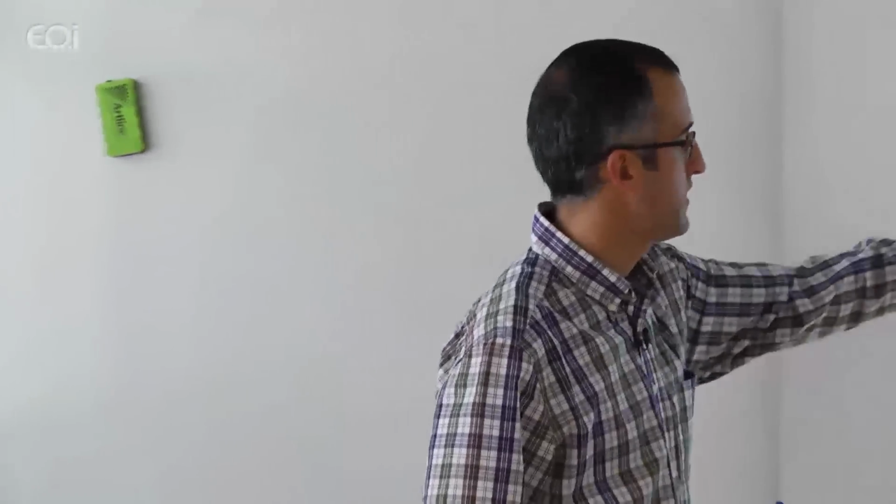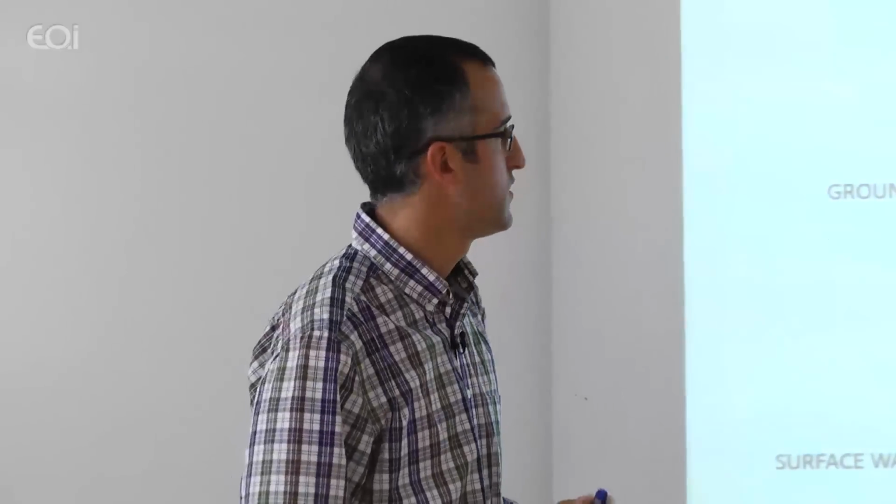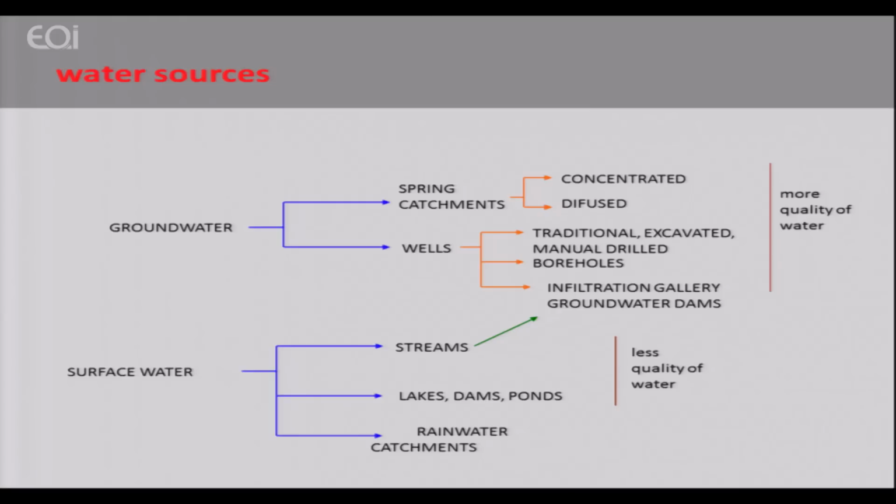Okay, so then we have groundwater and surface water. Talking about groundwater, we have spring catchments that could be concentrated or diffuse. Now I will explain what that means. We have wells, traditional, excavated, manual drill, boreholes, infiltration gallery. I will show you photos for all these technologies, okay?